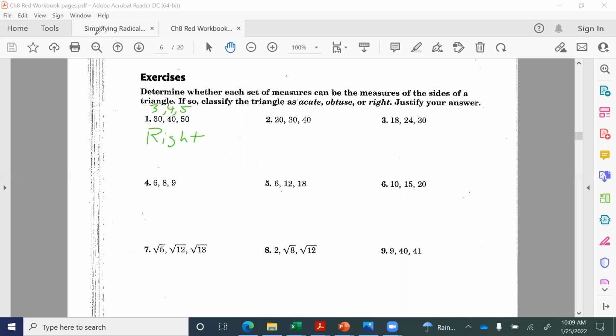Now, go to the next one. All right, we got number 2, 20, 30, 40. Is that a right triangle? If it is, it's not one that we recognize from our triples. So we need to actually do this problem. Now, it does say at the top, first determine whether it can be the measures of the sides of a triangle. So that's something from earlier in the year. What has to be true in order for the sides to work as a triangle? Two small ones, all right?